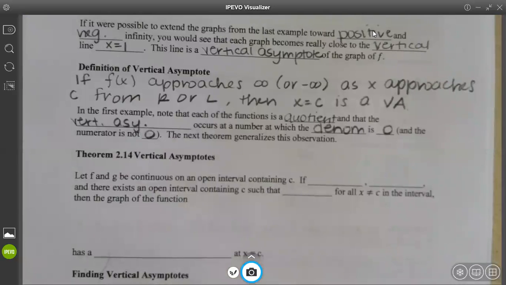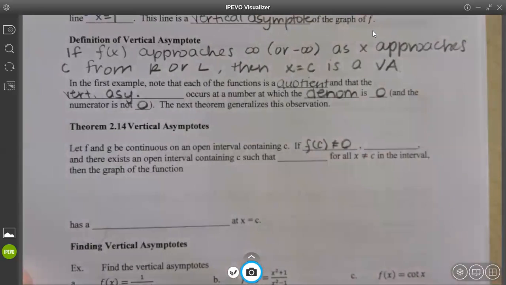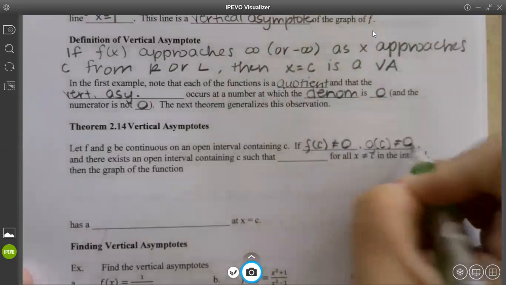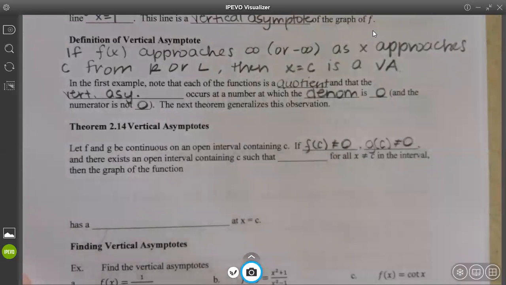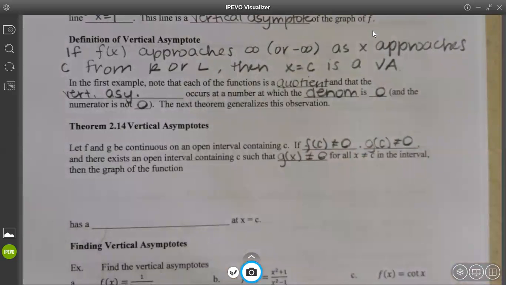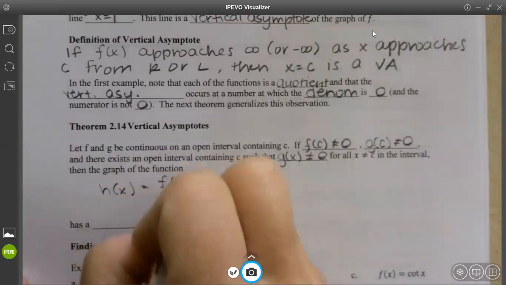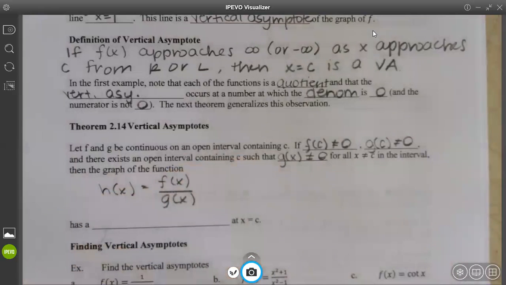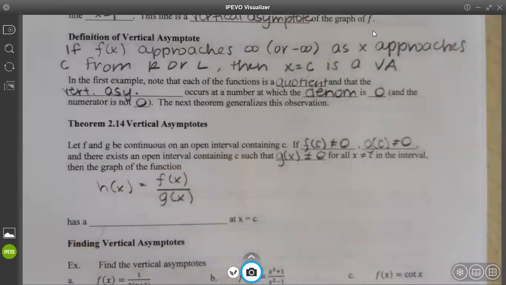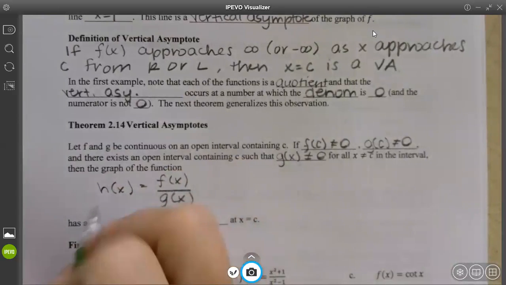All right. Theorem 2.14, vertical asymptotes. Let f and g be continuous on an open interval containing c. If f of c does not equal 0, g of c does not equal 0, and there exists an open interval containing c such that g of x does not equal 0 for all x excluding c in the interval, then the graph of the function h of x equals f of x over g of x. So it's saying, again, if you plug in c, you don't want to get 0. g of c on the bottom cannot equal 0. Then you have a vertical asymptote at x equals c.